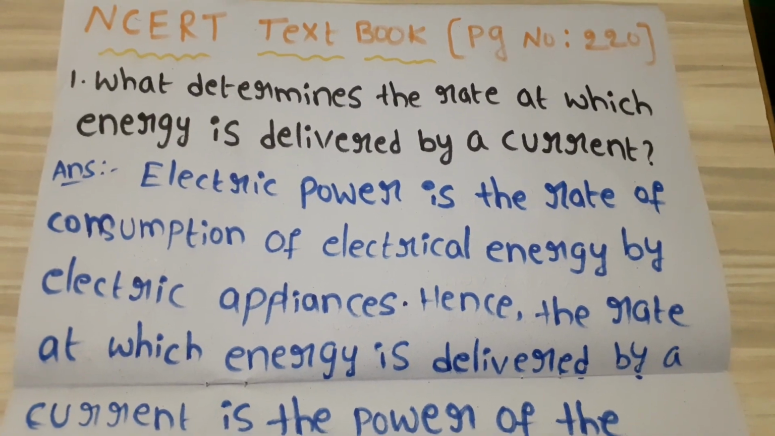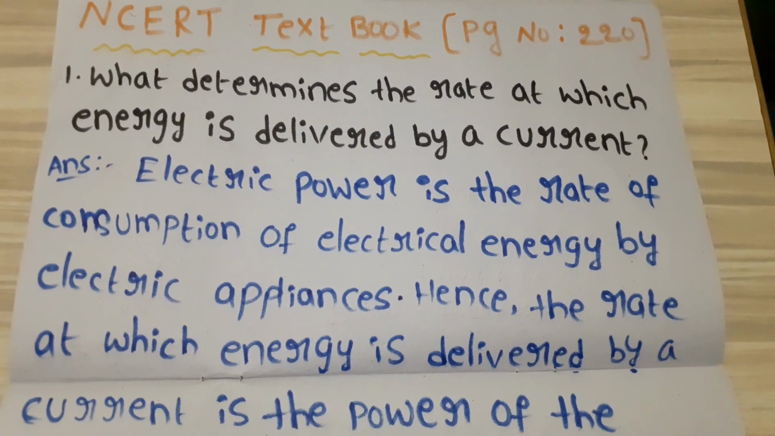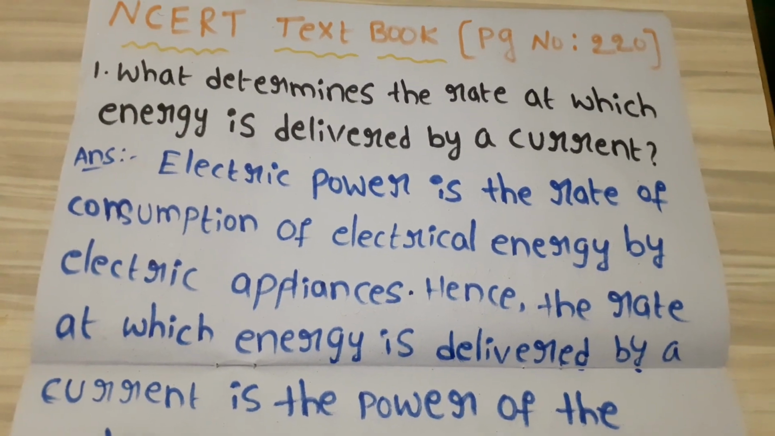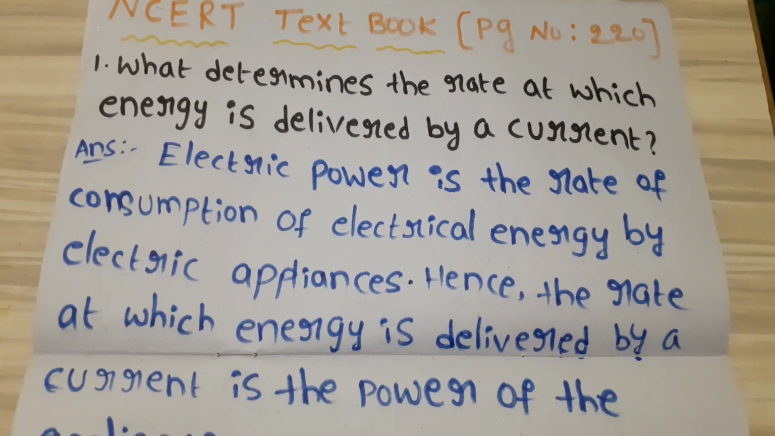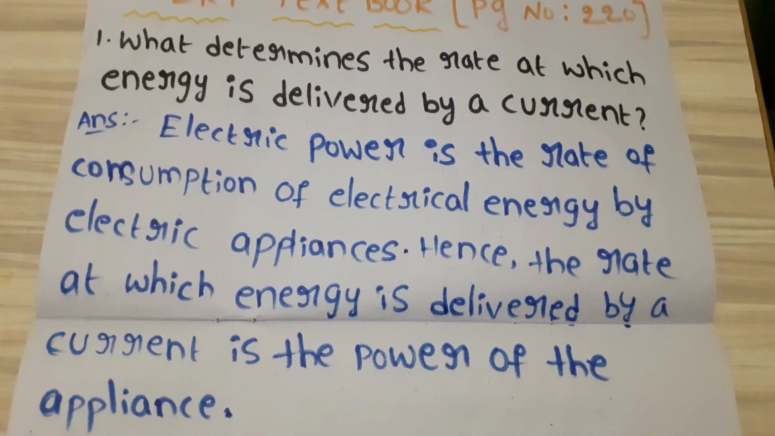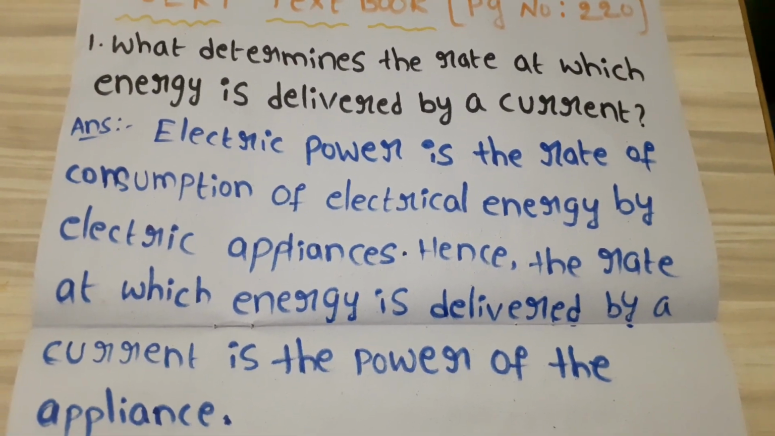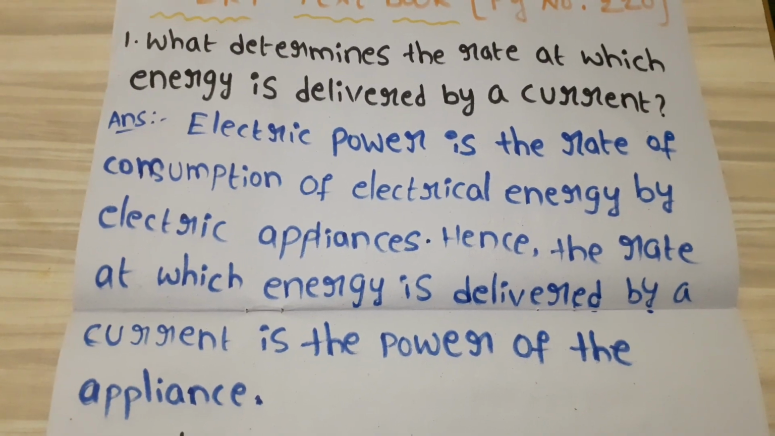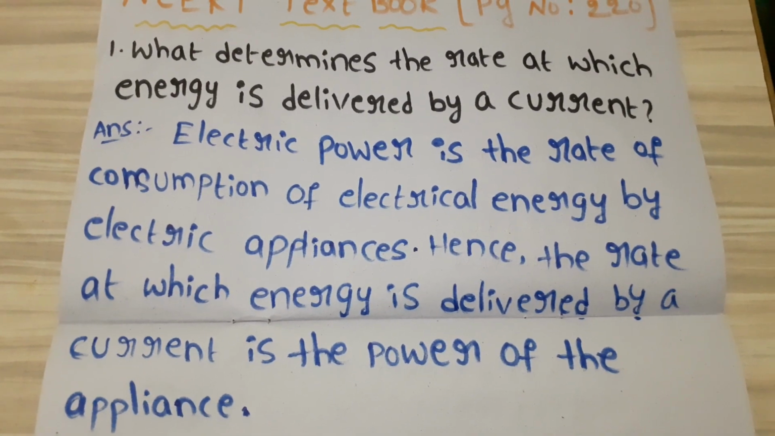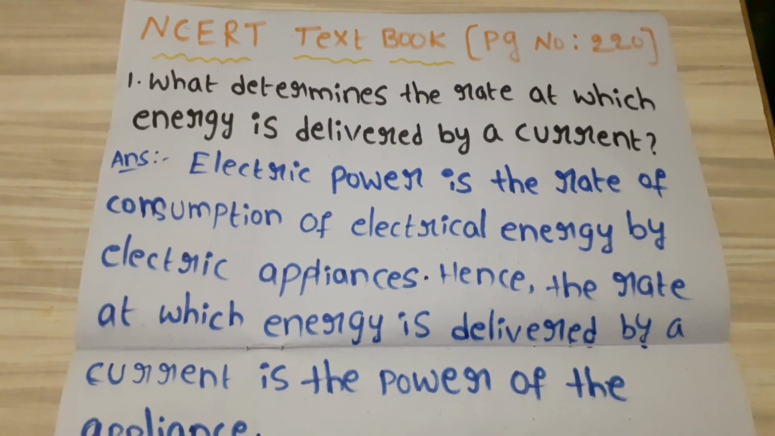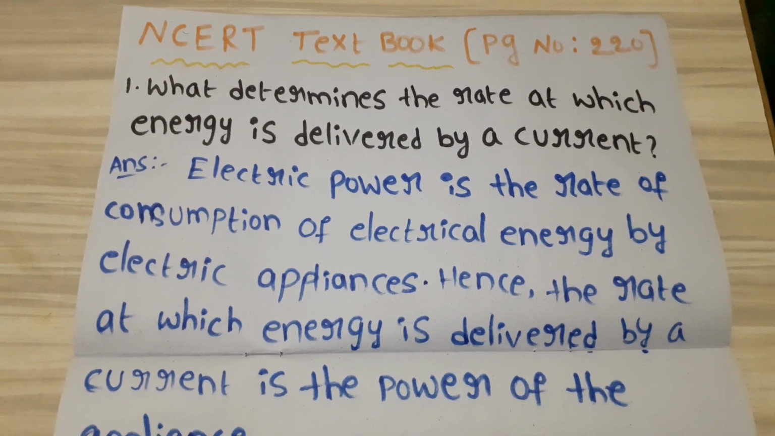Next, open the NCERT textbook, page number 220. On that page, they are asking only two questions. We have discussed the first question. What determines the rate at which energy is delivered by a current? So the rate at which energy is delivered by the current.